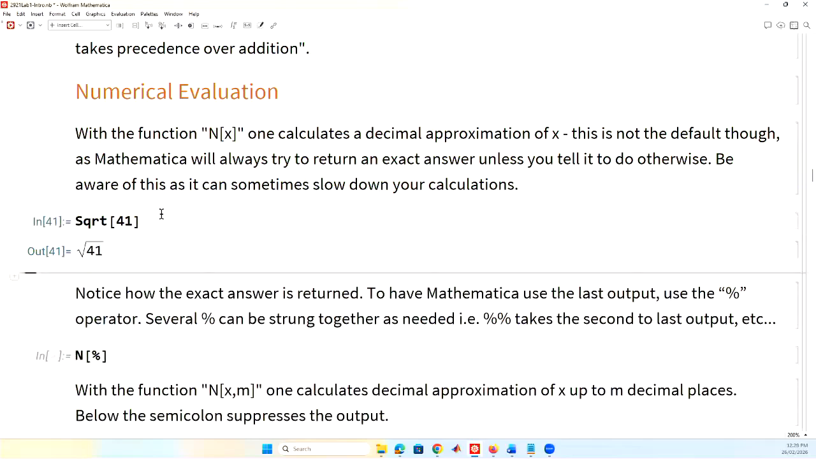Mathematica says it's the square root of 41. It's like, what do you want? That's the exact answer. And it's right, but it was hard to tell, but there was a noticeable gap between when I pressed enter and when it displayed it. Not a long one, but a noticeable one.